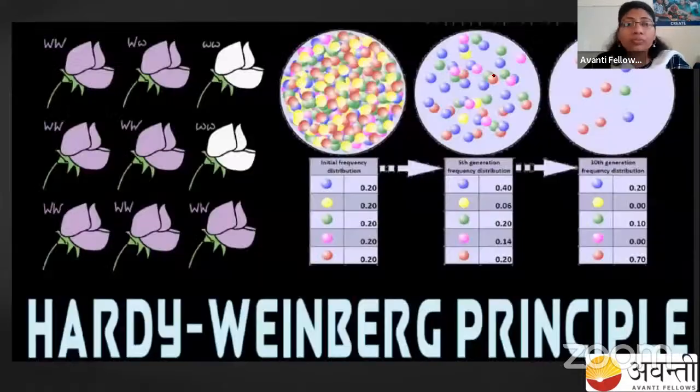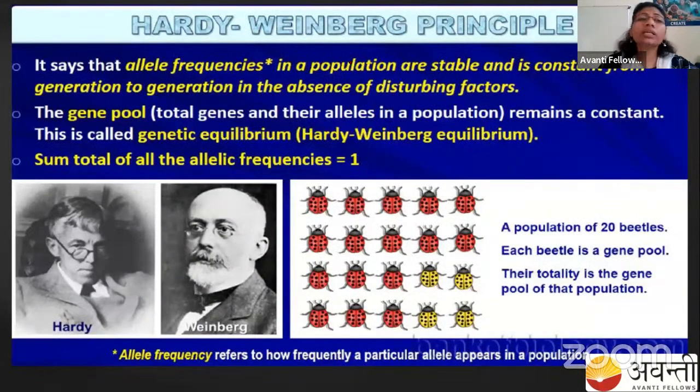Okay. So now moving towards the Hardy-Weinberg principle. Hardy-Weinberg is always talking about a large population, the stability of a large population. And he says the stability or equilibrium in a large population only exists when there is no mutation or when no variation comes. Okay. So he says that the allele frequencies in a population are stable and constant from generation to generation in the absence of disturbing factors.